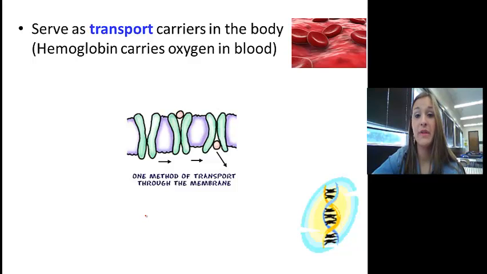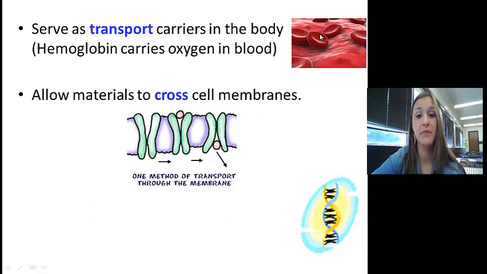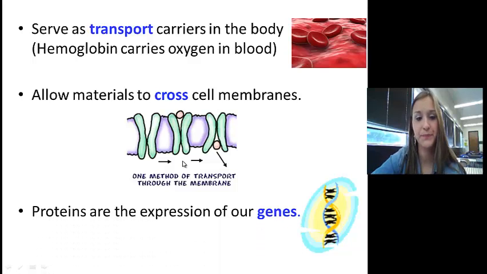For example, hemoglobin is a protein that's found in our red blood cells, these cells right here, and they carry oxygen in our blood. Other proteins, such as these, that look like this weird shape, are allowing things to cross the cell membrane. They act as little channels.